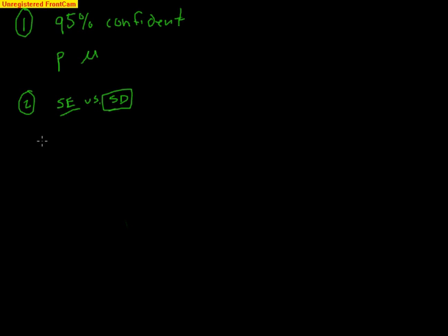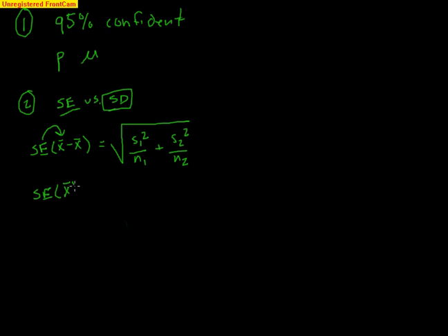For example, if we're working with the difference of means, we have the standard error of the difference of means. Now, this does not mean standard error times the difference. This is the standard error of the difference of means. The formula for that is the square root of the first standard deviation squared divided by sample size, plus the second standard deviation squared divided by sample size. If you're working with the standard deviation of one sample mean, then you're talking about the standard deviation divided by the square root of the sample size. Very different formulas for a difference or for a single mean.